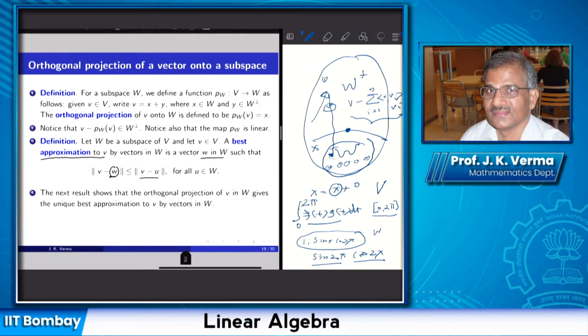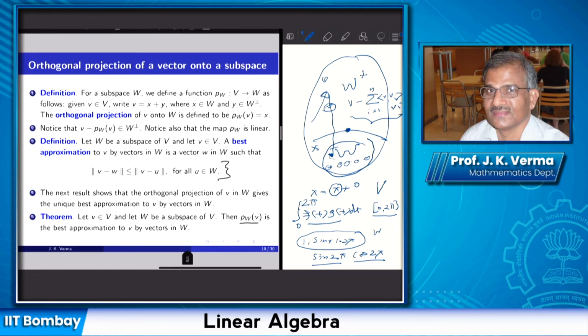The projection of a vector inside a subspace is the closest vector to the given vector among vectors inside W. Okay, so let v be in V and W be a subspace. This V is an inner product space. Then the projection of v inside W is the best approximation to v by vectors in W. So we need to check this condition to show that the projection vector is the best approximation.